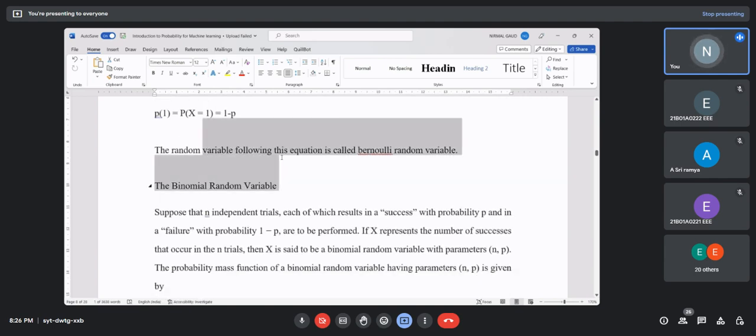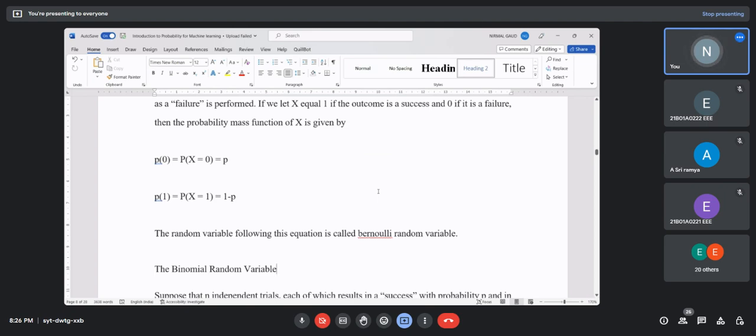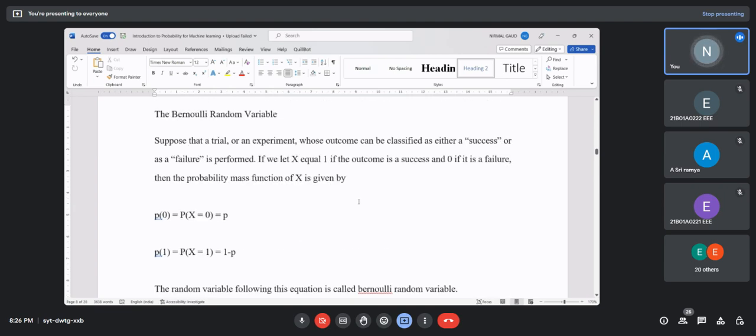The random variable following this function is called a Bernoulli random variable. In simple terms, you got an event, success or failure. You say success is 1 and failure is 0. If the probability of success is, for example, p, then the probability of failure will be 1 minus p. Simple.